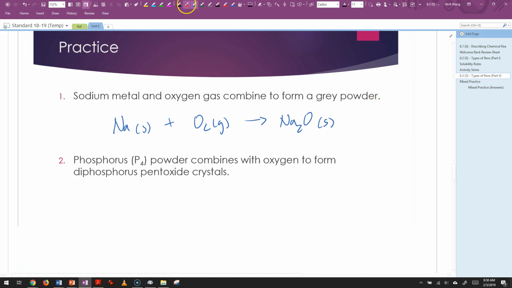And then at this point, we just go ahead and balance it. It's going to look actually very similar to what we saw before. It's going to be a 2 here and a 4 right there.